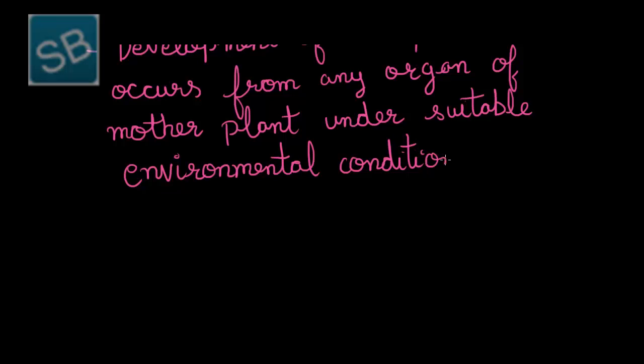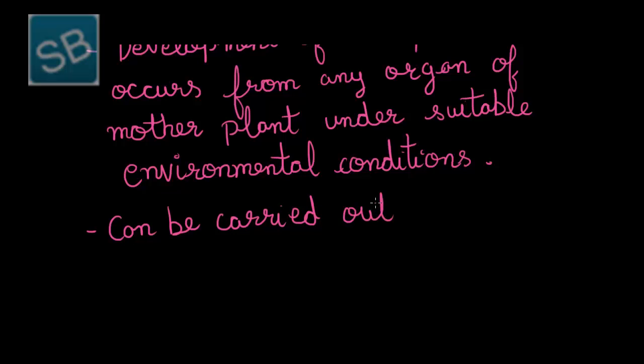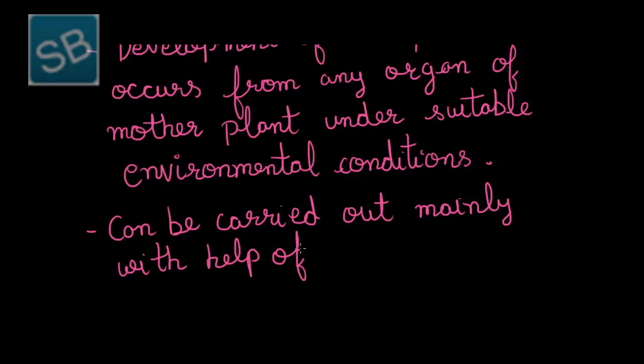This natural vegetative propagation can be mainly carried out with the main organs of the plant. As we all know, the main organs of the plant are root, stem and leaf. So it can be carried out mainly with the help of root, stem and leaf.